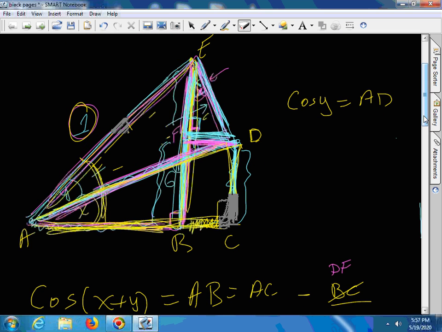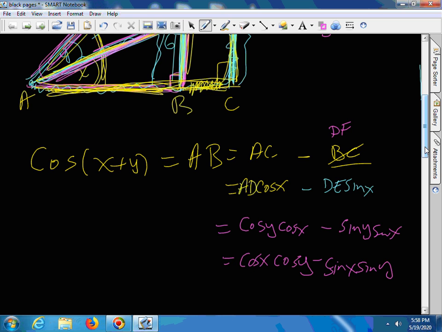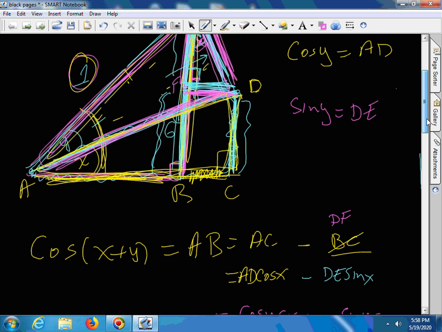Well, DE is this part right here. Let's just use the big triangle that has angle y. And you discover that the sine of y is DE over 1, or DE. So you have the sine of y, sine x. That is, I like the formula, we had x's first. Sine x, sine y. And that's exactly what we set out to prove.